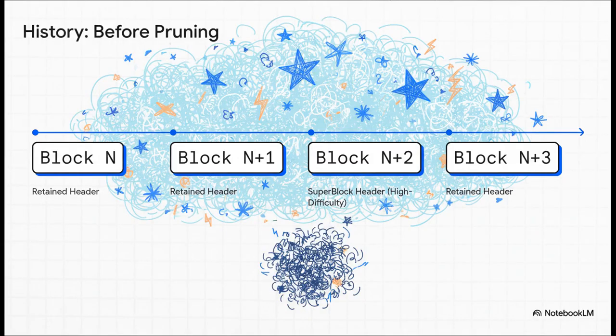So just to paint a picture for you, this is what the chain looks like after Act 1. We've gotten rid of the bodies, but we still have this long, unbroken chain of every single header with these special super blocks mixed in. It's a lot smaller, for sure, but it's still a whole lot of data.